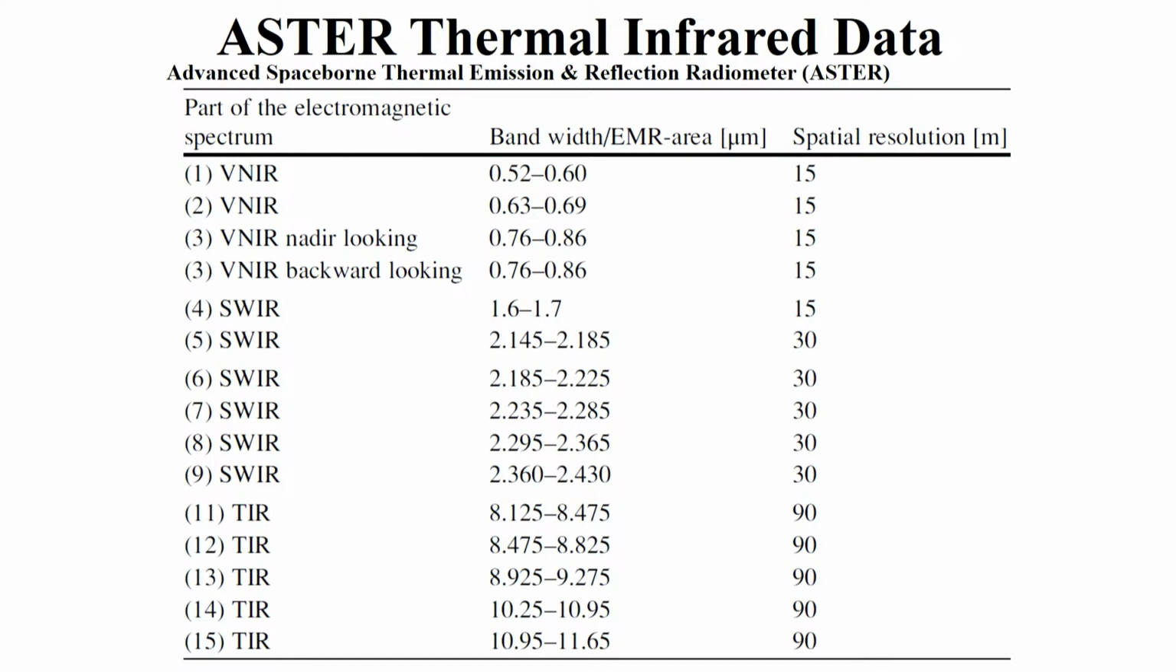Now another sensor is the ASTER thermal infrared data. ASTER is the Advanced Spaceborne Thermal Emission and Reflection Radiometer. Here you can see the total number of bands is 15, and out of these 15 bands, 5 bands are dedicated to thermal infrared, from 8 micrometer to 11 micrometer, with a spatial resolution of 90 meter. So the ASTER dataset has also been widely used by the scientific community to study the thermal properties of the terrain.